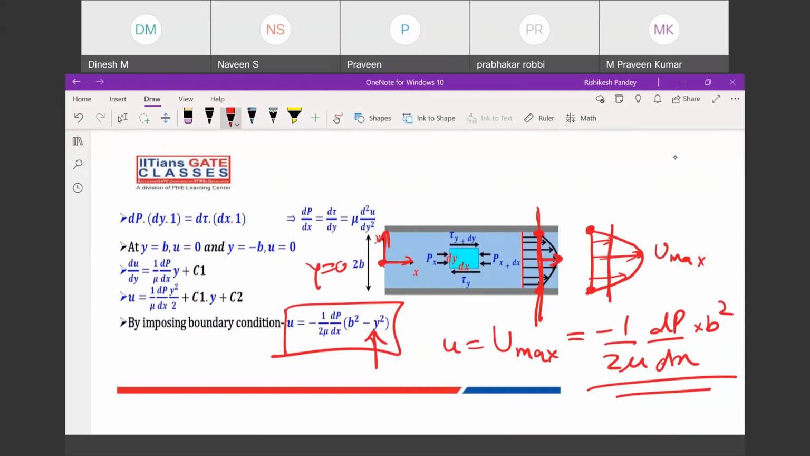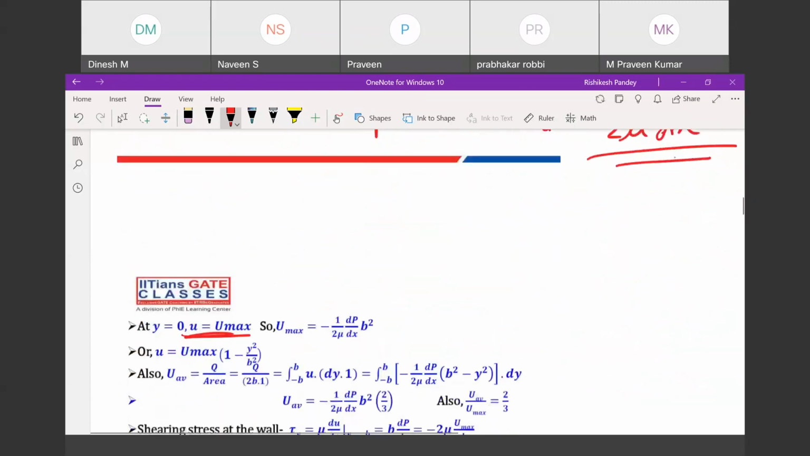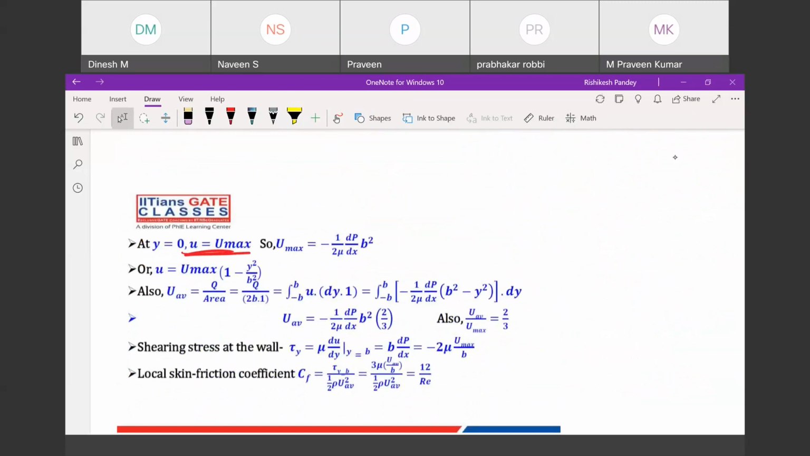Because at this x location, we don't want to take zero value, we don't want to take maximum value, we want some average value. So what is that average value? That average value can be calculated with the help of the continuity equation, which is: volume flow rate is given by area multiplied by what? Average velocity.